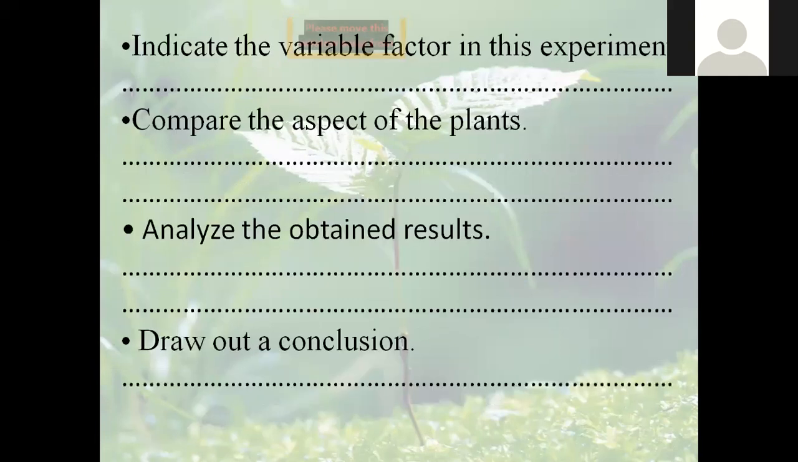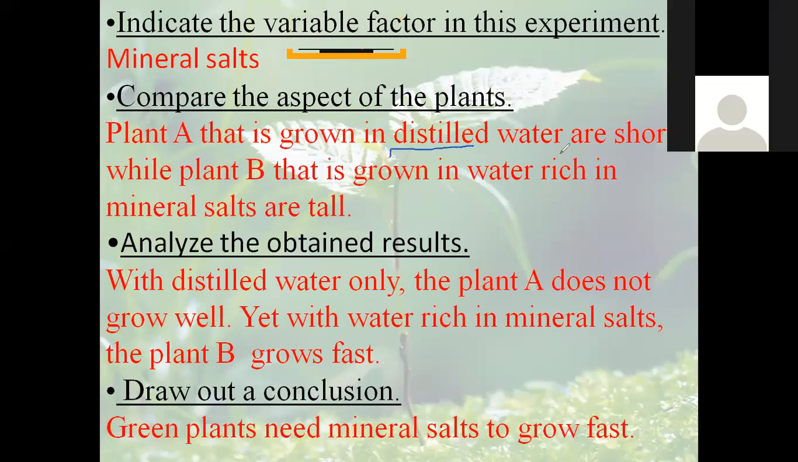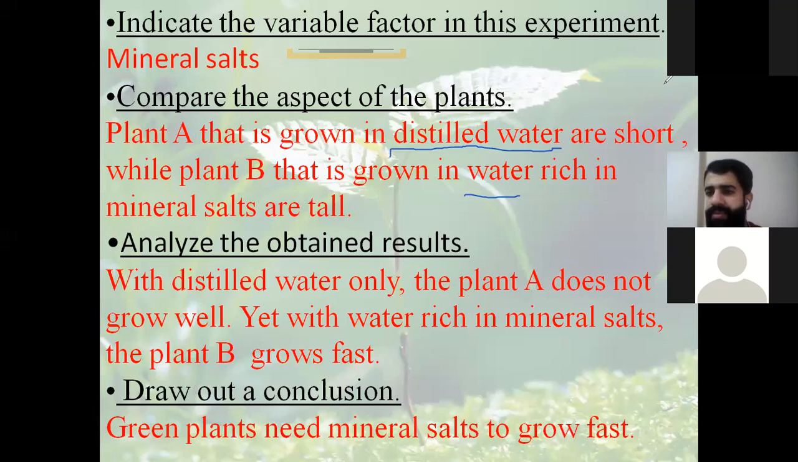So here, they said indicate the variable factors. The variable factor is the mineral salts. Compare the aspects of the plants. So plant A is grown in distilled water. Why did I mention here distilled water? Who can tell me why I mentioned distilled water, and what is the difference between the distilled water and the water? Yes, Kamel.